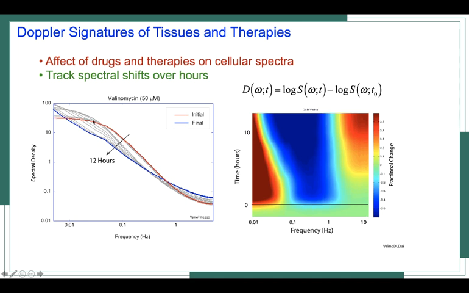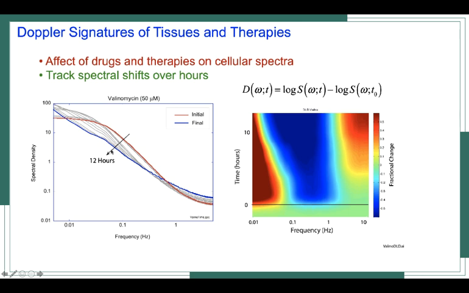For instance, the red curve here is the initial power spectrum before we apply a drug. Then we apply a drug, and each of these gray curves is just some time later. Typically it'll be either 20 minutes later or 40 minutes later. And then the blue curve is the final spectrum that we took. So here's the final spectrum.